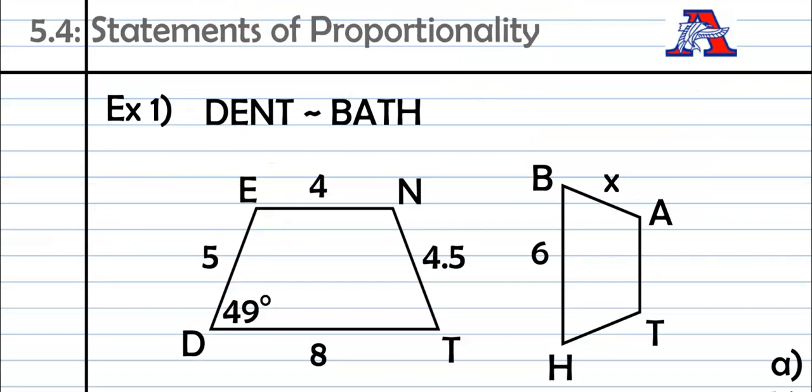All right, so we're just going to do one example here. Again, pause, get the diagram drawn in your notes. What we have here is another set of quadrilaterals. We have DENT is congruent to BATH. DENT is congruent to BATH.